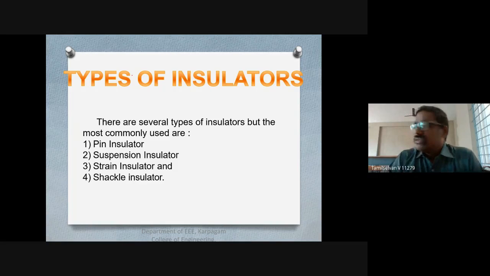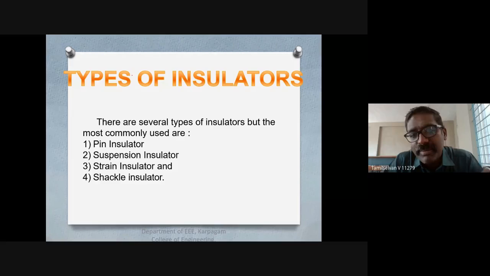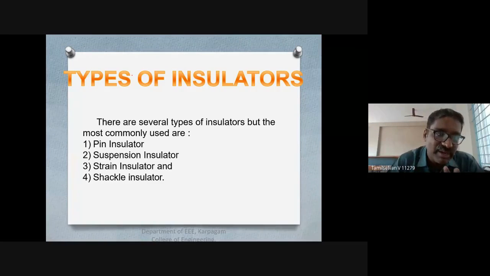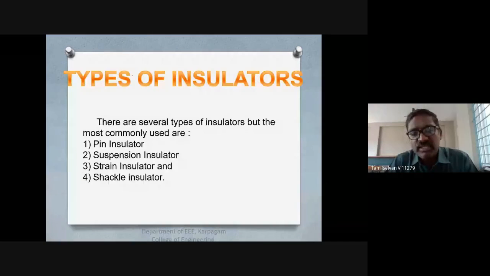This is very important for overhead transmission because the support which carries the conductor cannot be placed directly on the towers. If you place it directly, it will be grounded, and the current will prefer to flow through the low resistance path, from the conductor to the tower to the earth. To avoid that, we place insulators. They carry the conductor and provide the necessary insulation between the line conductor and the support.